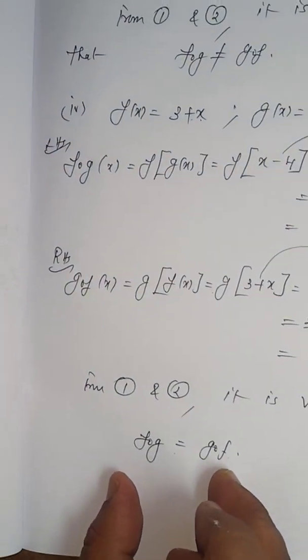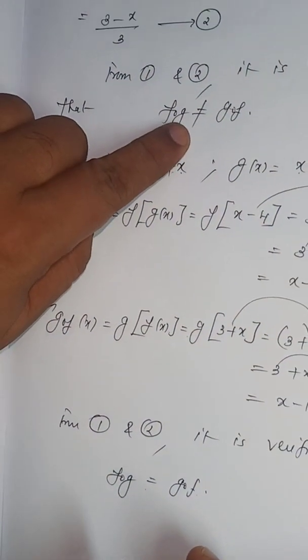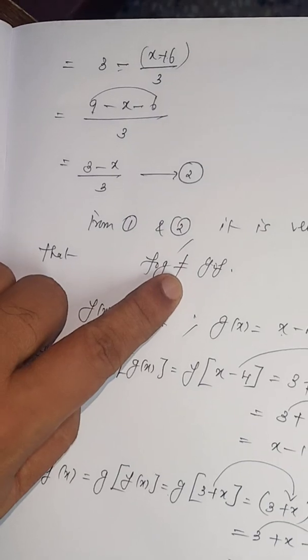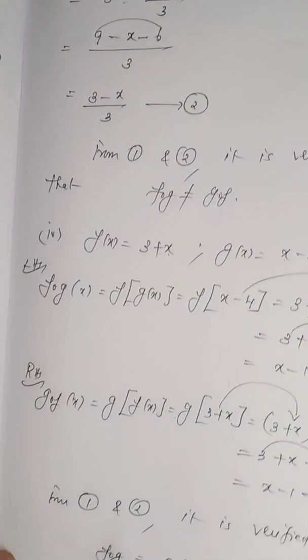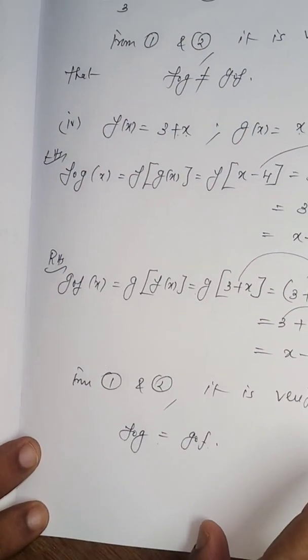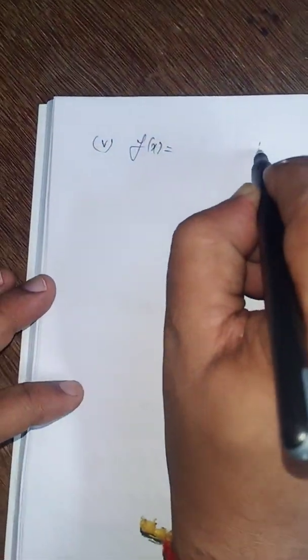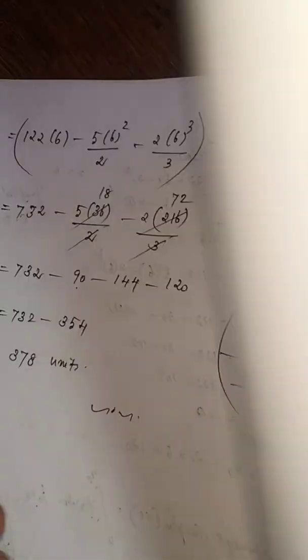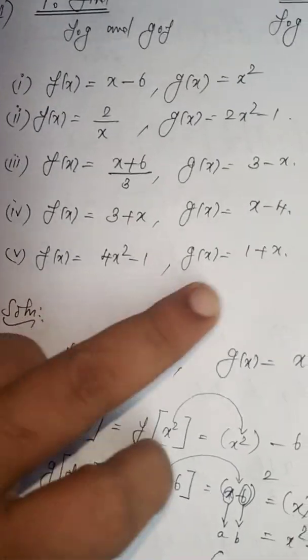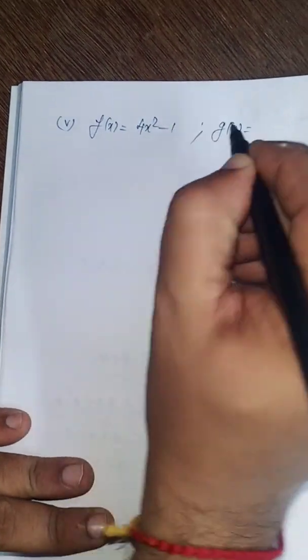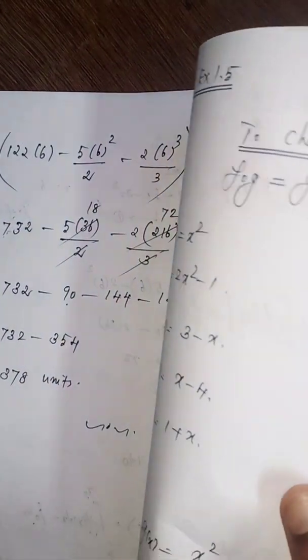Okay. For other subdivisions, what we have proved is that f dot g and g dot f are not equal. Not equal means not commutative. Equal means commutative. So, last subdivision, number 5. Subdivision number 5: f of x equals 4x square minus 1, g of x equals 1 plus x.